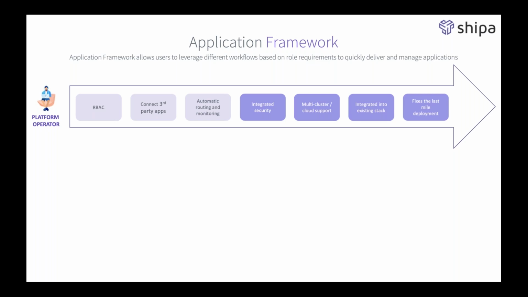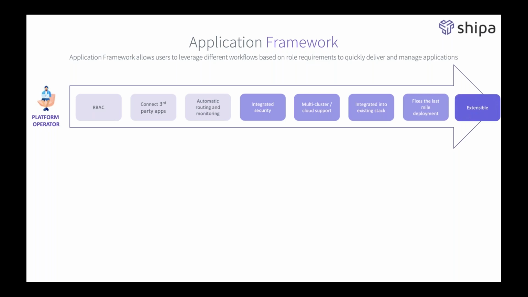You can't rip and replace everything, your CI pipeline and your monitoring stack. But for an application management framework to be effective, it needs to integrate into your existing stack. And it needs to fix the last mile deployment. A lot of us on this call, I'm sure, spend a lot of time building Terraform scripts, Helm charts, YAML files, basically to bridge the gap between our CI/CD pipeline and Kubernetes. So that application framework to be effective also needs to change that.